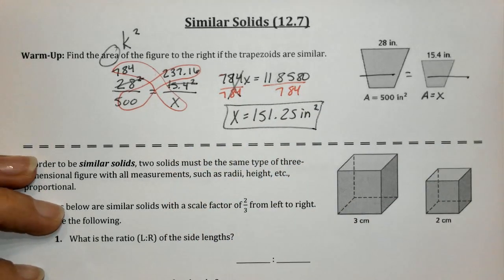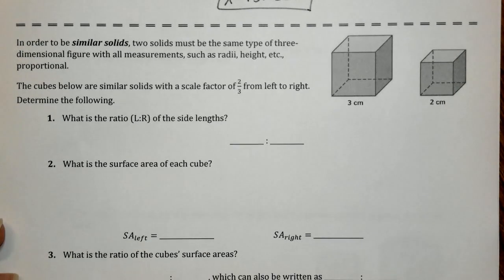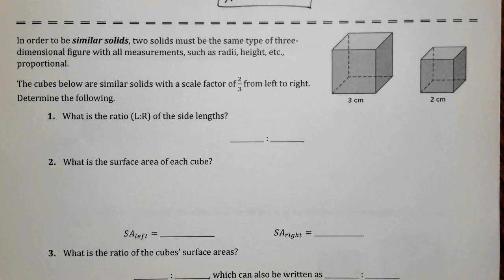All right. So we move on to the solids, these three-dimensional figures. In order for them to be similar, they have to have the same type of three-dimensional figure. You can't have a pyramid and a prism. You can't have a triangular prism and a rectangular prism. They have to have the same kinds of measurements, whether it's radii, height. They've got to be proportional.